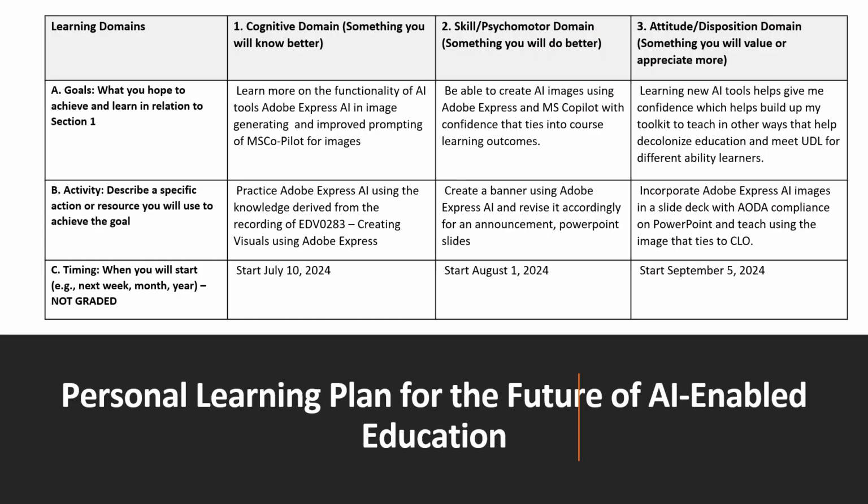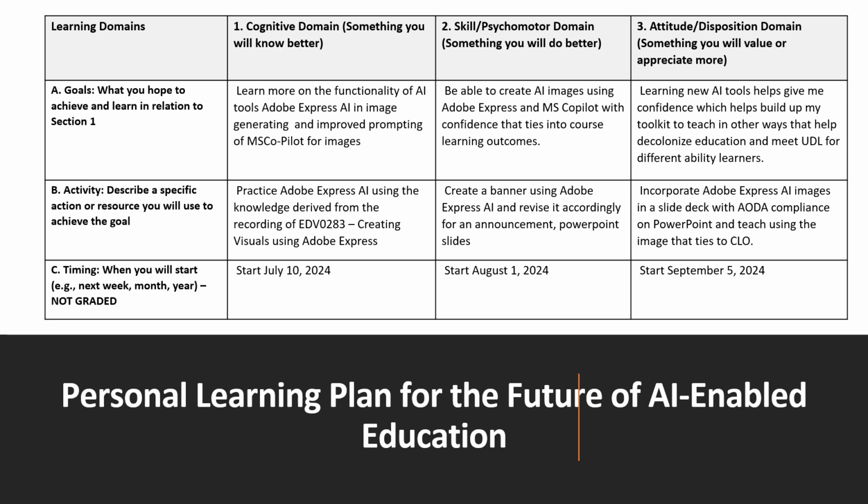Sorry if this is a bit small. I literally captured this from the Word document. So, my personal learning plan for the future of AI-enabled education. My overall goals for a cognitive domain, something that I'd like to learn better. I think my prompting in general for Copilot and AI is needed, but I'd like to streamline that for Microsoft Copilot, as well as learn more about the functionality of Adobe Express AI.